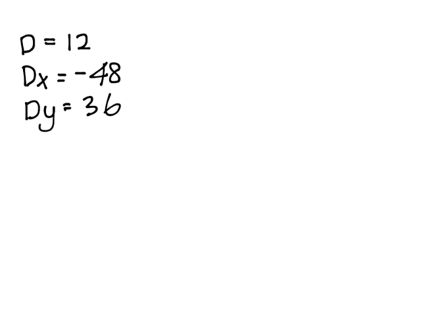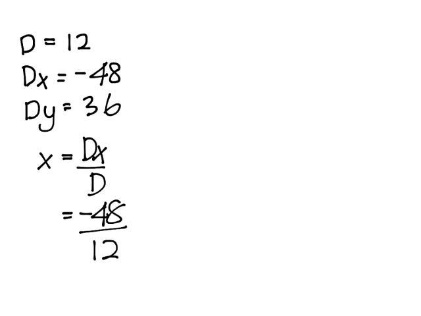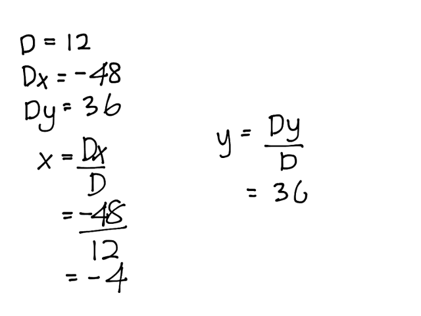So now we want to come up with our variable values. The first variable is x. The formula given to us is Dx over D. So our Dx is negative 48, divided by D, which is 12. So negative 48 divided by 12, we will come up with negative 4. Then for the y value, the formula given to us is Dy over D. The Dy value is 36, divided by D, which is 12. So 36 divided by 12, we will come up with 3. So that is our value for our variables using Cramer's rule.